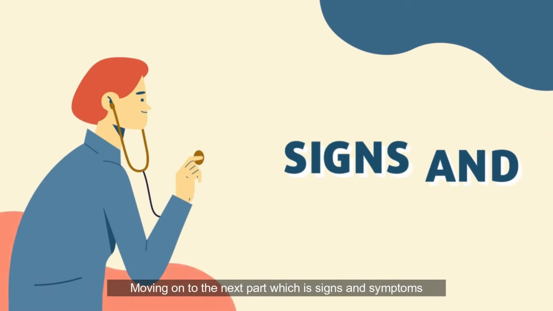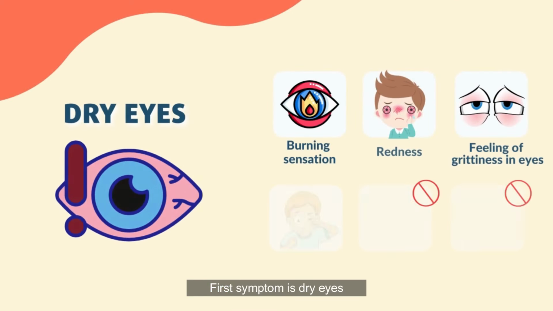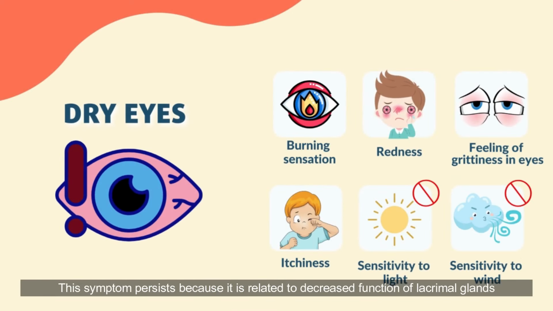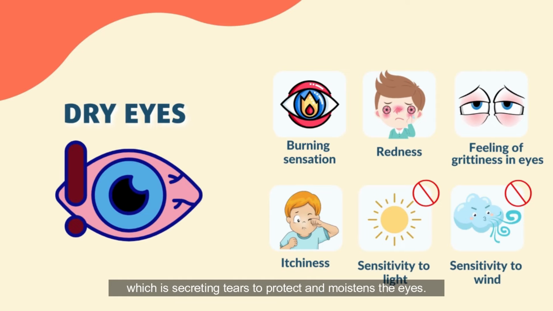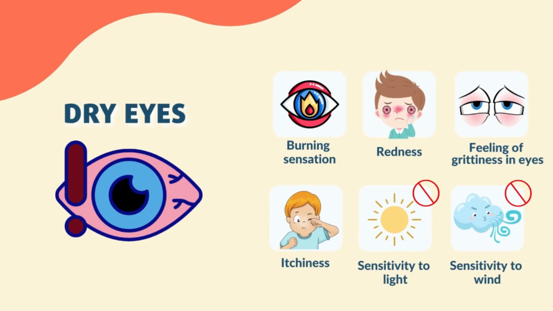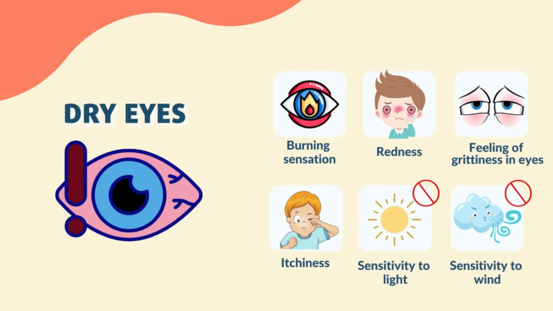Moving on to the next part, which is signs and symptoms. First symptom is dry eyes. This symptom persists because it is related to decreased function of lacrimal glands, which secrete tears to protect and moisten the eyes. Eyes might feel burning, itchy, or gritty as if there is sand in them. Redness of eyes is a common sign and the eyes also become sensitive to light and wind.